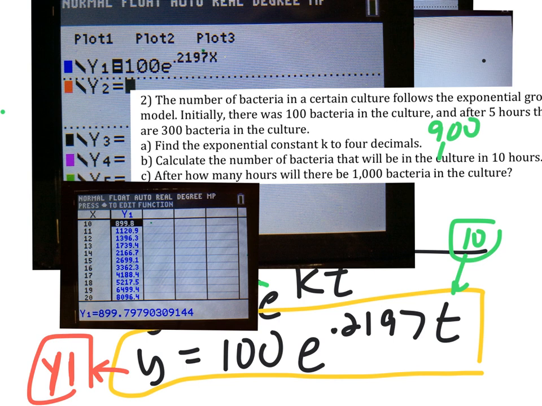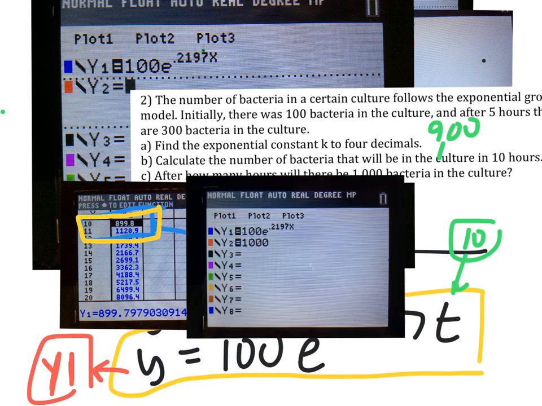Letter C says after how many hours will there be 1,000 bacteria? Well, it looks like it's going to be in between 10 and 11 hours according to my table. After 10 hours it's 900, after 11 hours it's 1120. What I'm going to do though, if I needed to go to the nearest tenth of an hour, I can just enter in 1,000 now into y2 of my calculator and find the point of intersection of those two equations.